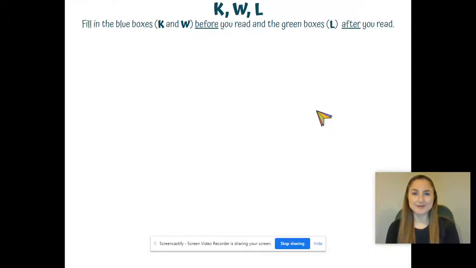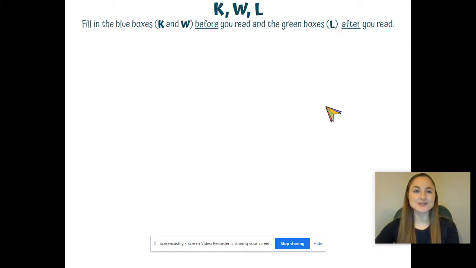We're going to be talking about how we can use prior knowledge to help us understand our reading. One way to do that is to use a KWL. You probably have used something like this in your classroom before. The K stands for know, the W, what you'd like to learn, and the L, what you've learned.